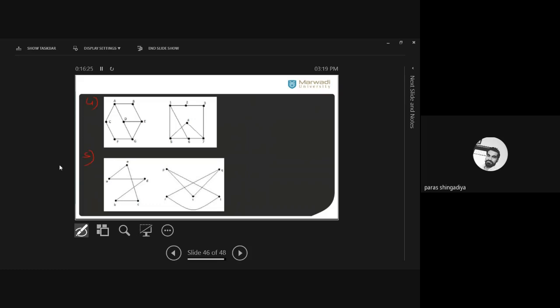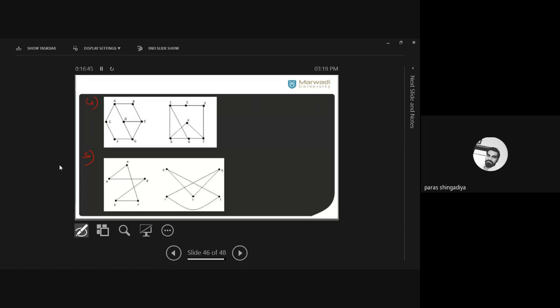Fourth pair. Okay. How many vertices? 7 vertices. And how many edges? In the first pair, how many edges are there? 9 edges. Clear? Both have 7 vertices and 9 edges. दोनों में 9 edges है. Just verify it first. Clear?